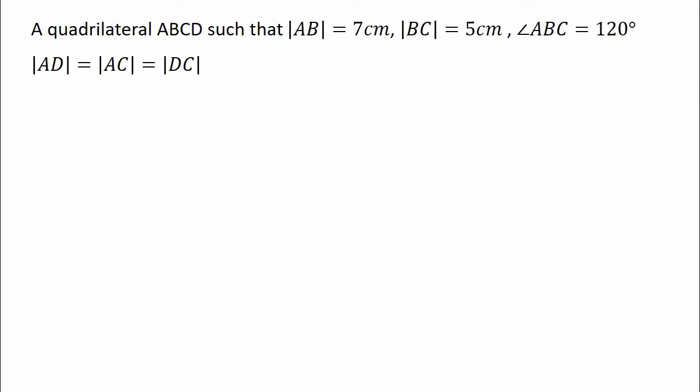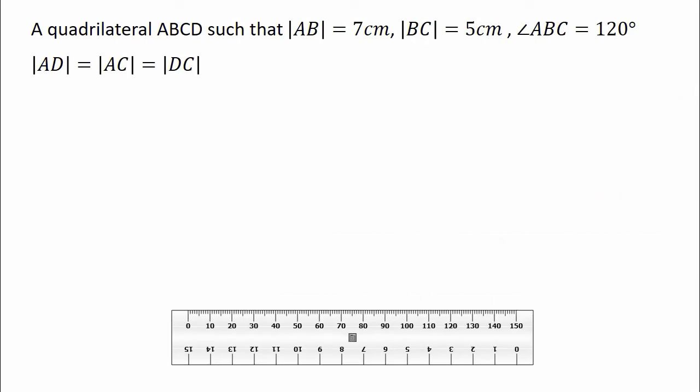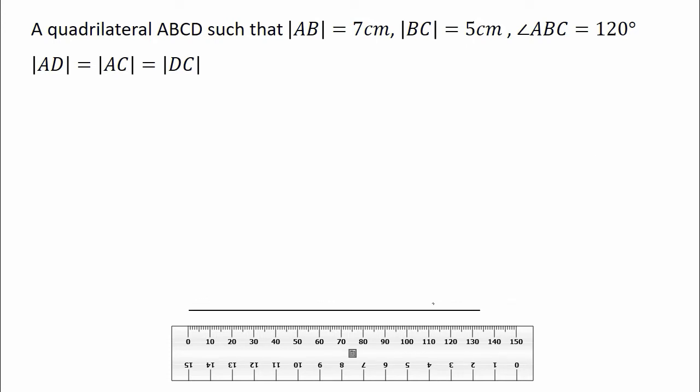To begin, you pick your ruler and you draw a long horizontal line, just as we've been doing all along. So I have my ruler here. You draw a long horizontal line, just as I've done here. The length of the side AB is 7 centimeters. So you pick the compass and you measure 7 centimeters on the ruler. You put the needle of the compass on 0, then you stretch the other side to 7 centimeters, which will be 70 millimeters on my ruler.